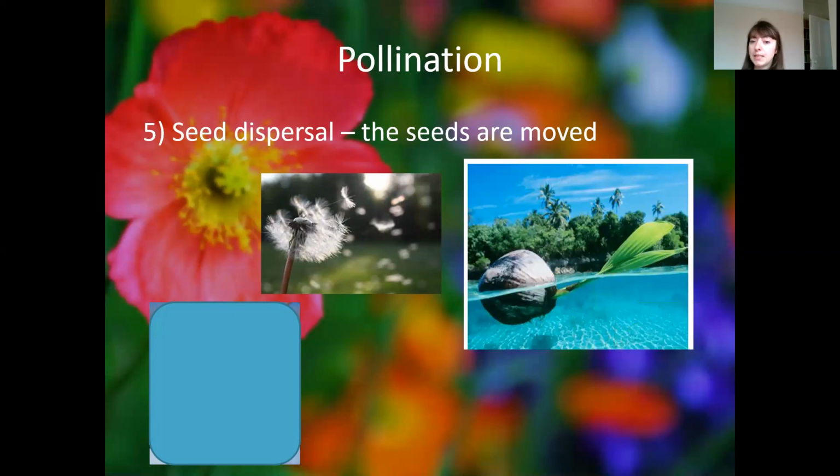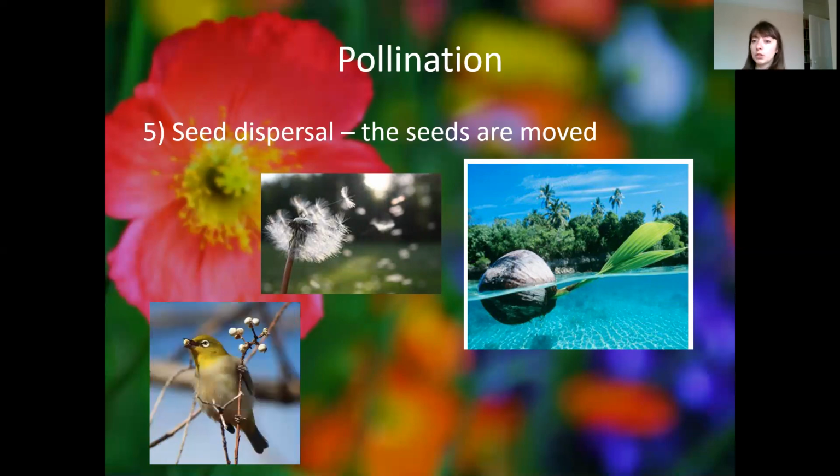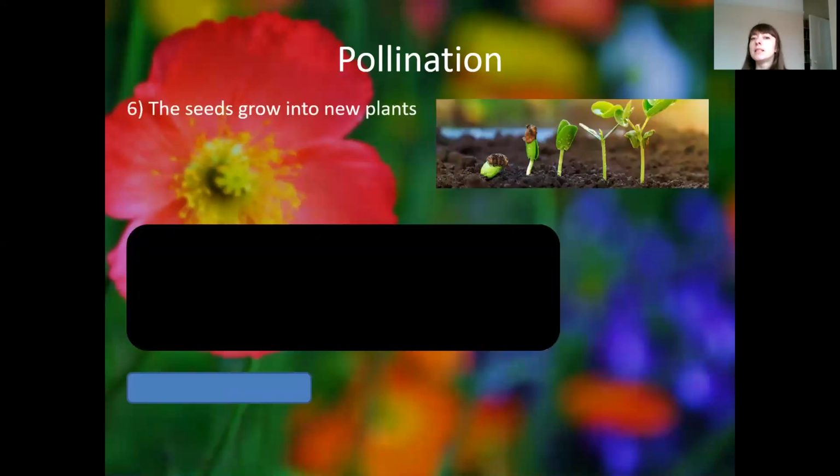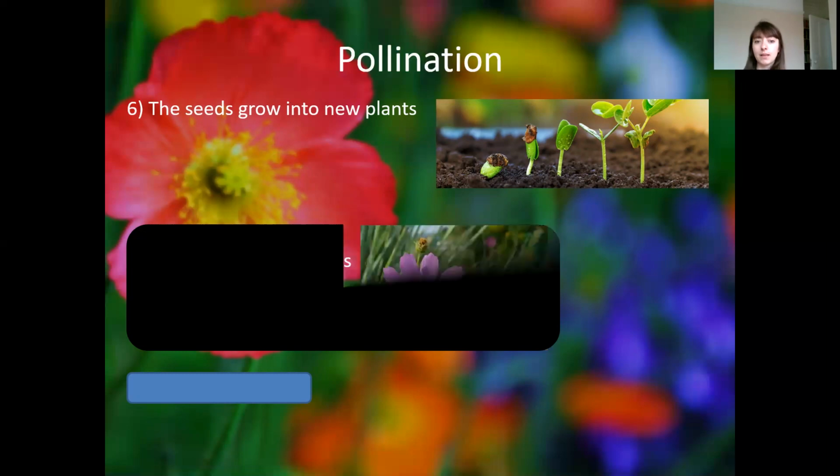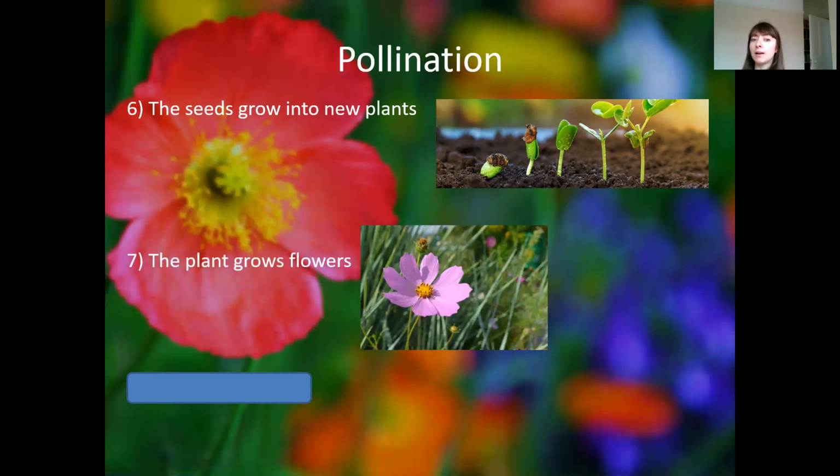Another way seeds can move is by water, like with this coconut. And they could also be moved by animals. As you can see, this bird has a seed in its beak. So it might have picked it up off one plant and it's going to drop it somewhere else where it flies to. Step 6 of the pollination cycle is where the seeds grow into new plants. And step 7, the plant grows flowers. And then what do you think happens? It all starts over again, which is why it's called the pollination cycle.